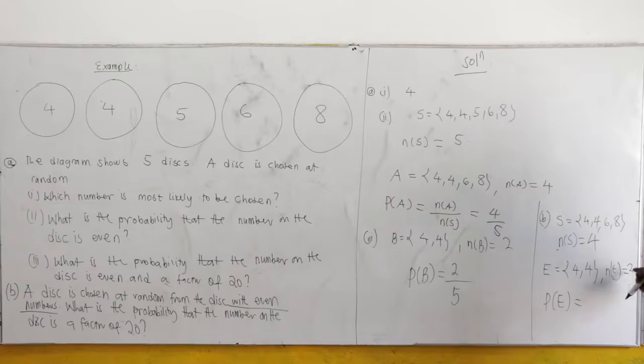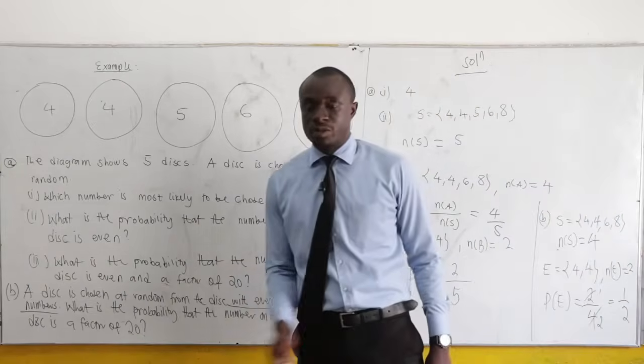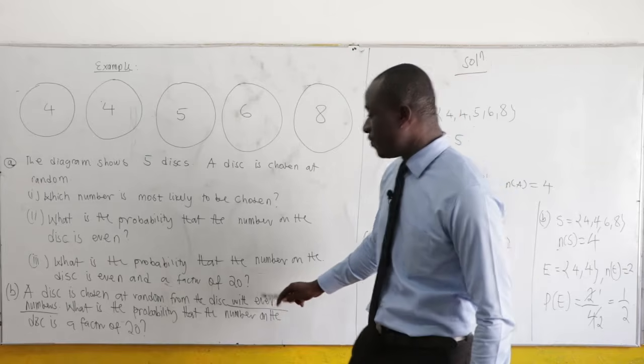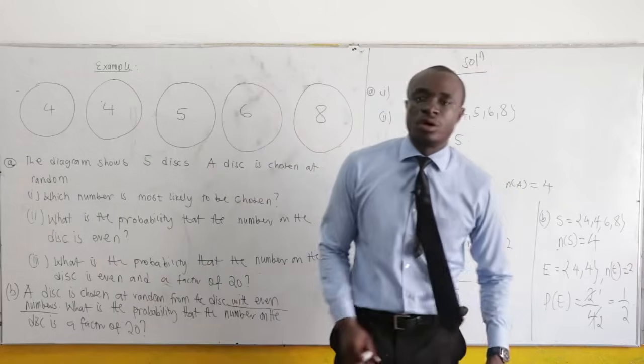So the probability that it is a factor of 20 is the number of events, that is 2, all over the number of sample space, 4. So 2 goes into 4 two times, so we have 1 over 2. That is it. So for the second one, the sample space has changed. Why? We want to pick only the disks with even numbers, not all of them.